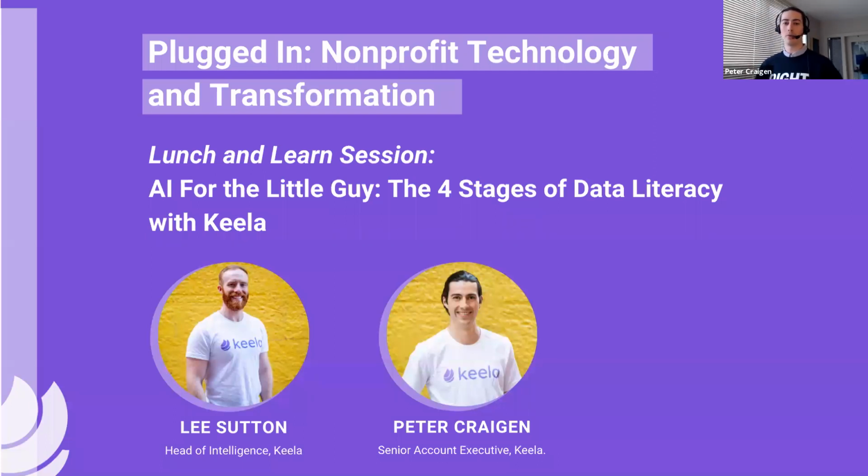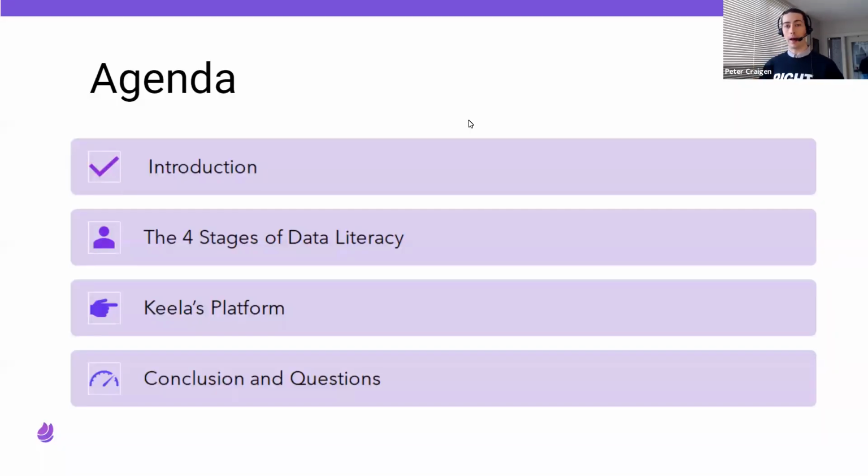Now, I wanted to first start out by saying thank you everyone for joining today. We're super excited to get going with this session. We're going to start out with a brief introduction. And then we'll discuss what those 4 stages of data literacy are. And then we're going to jump right into Keela's actual platform. We'll go through a few real-life examples. We'll talk a bit about how Keela uses the different stages of data literacy and really how you can get from stage 1, 2, 3, all the way to the 4th. And then we'll finish off with a conclusion and that quick 5 to 10 minute Q&A at the end.